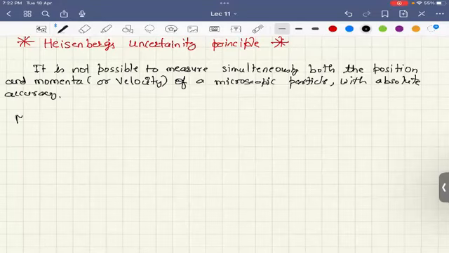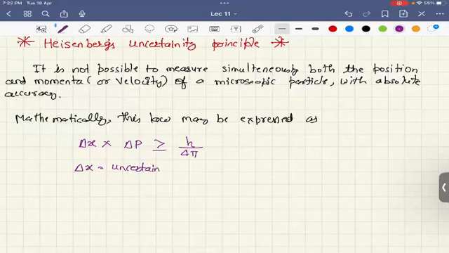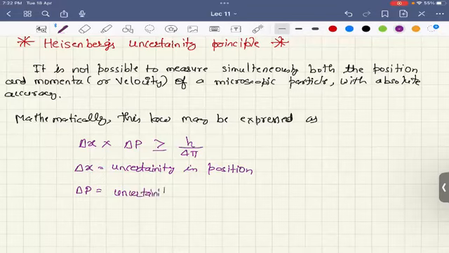Right? So mathematically we can say it may be expressed as delta x multiplied by delta p greater than or equal to h by 4 pi, right? Where delta x is nothing but uncertainty in position, whereas delta p is nothing but uncertainty in momentum.